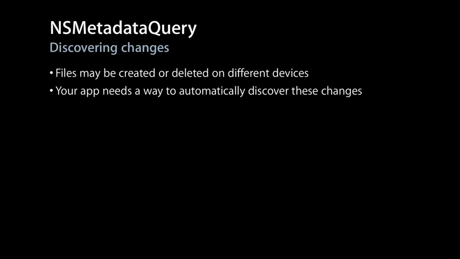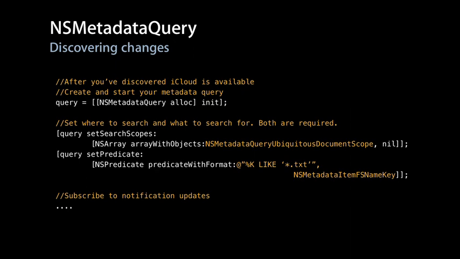Now, I mentioned before that NSMetadataQuery is what you use to discover changes that happen to your Ubiquity container, typically when, say, new files are coming in from iCloud. The important thing to remember is that this Ubiquity container is connected essentially to all of a user's different devices, and files may be created or even deleted on different devices. And your app needs a way of automatically discovering these changes. And that's exactly what the metadata query is designed to do.